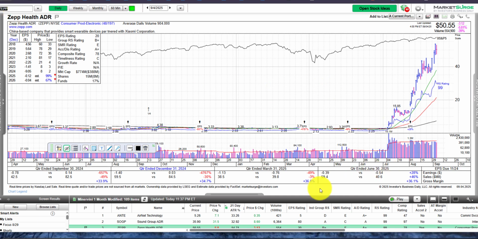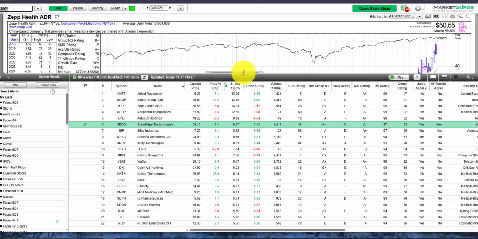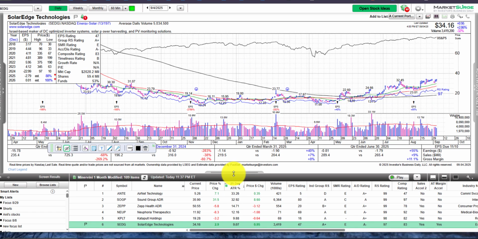Now, ZEP here is not a good example, but let me show you SEDG, S-E-D-G. See how it's just starting to turn from stage 1 Weinstein, stage 1 base to a stage 2 uptrend. That's where we want to catch it.